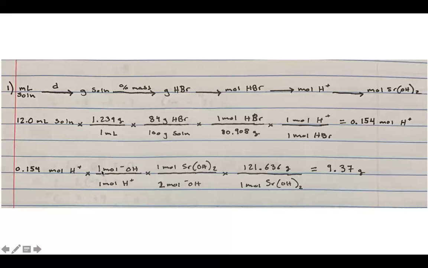Now that we know how many moles of hydroxide we have, we're going to convert from moles of hydroxide to moles of strontium hydroxide. So it's 2 moles of hydroxide are needed to make 1 mole of strontium hydroxide. And then we just multiply it by the molar mass of strontium hydroxide to find that it would take 9.37 grams of the strontium hydroxide to react completely with the HBr. Okay, are there any questions on that problem?